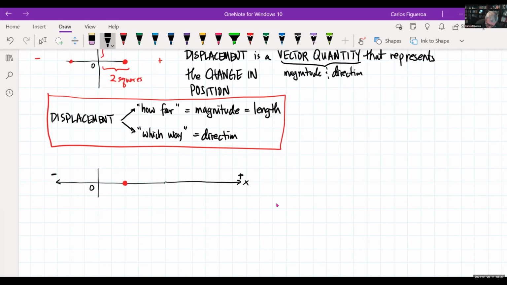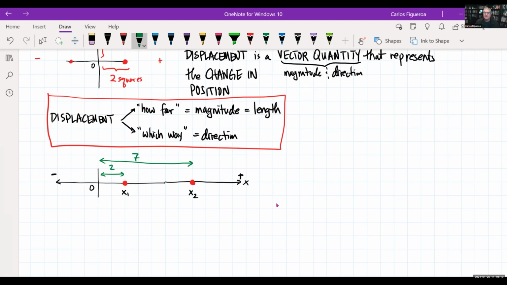But check this out. Let's say that this is our initial position, x1. And now this object changes position. Let's say that you move your car from 2 squares all the way to, let's say, 7 squares. So this is 3, 4, 5, 6, 7. You get to right here, and then I'm going to call this 2 here. So if I look at the position of this object, we agree that the position of this object from here to here is 2 squares.